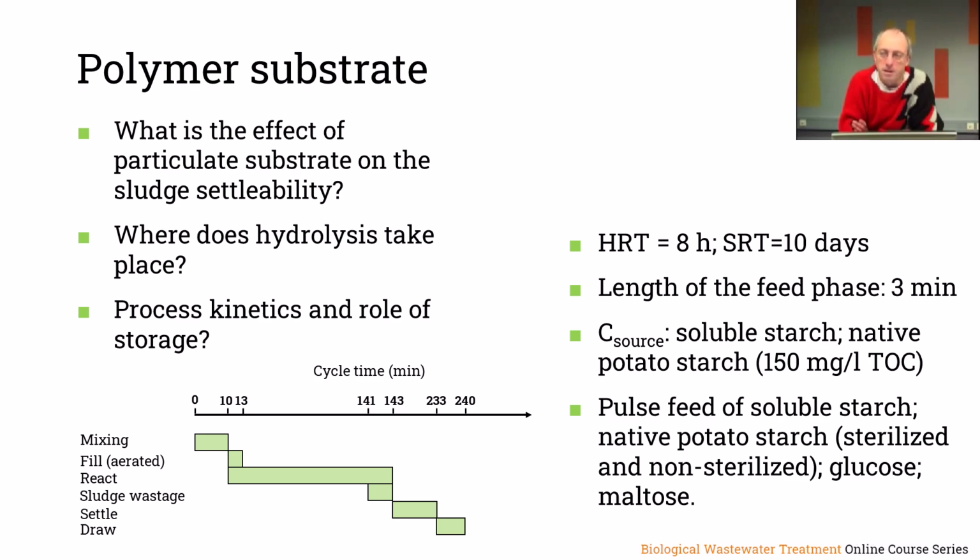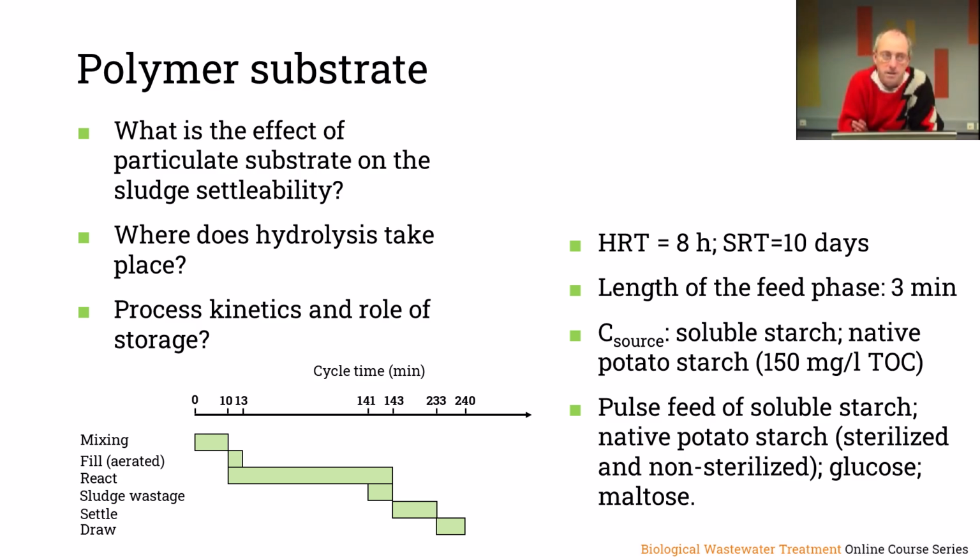So as soon as the maltose is released from the starch, it's taken up, meaning the maltose is all the time taken up at a low substrate concentration. In accordance with the kinetic selection theory, and what I discussed before, you would expect that if maltose is taken up at a low substrate concentration under aerobic conditions, you will get filamentous bacteria growing, and you will get bulking sludge.